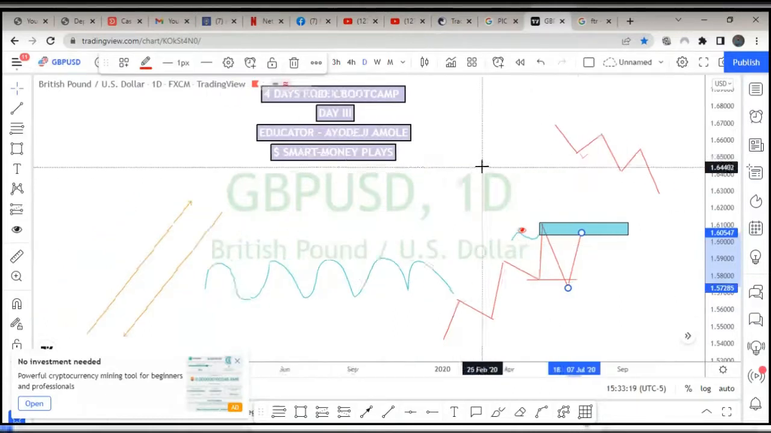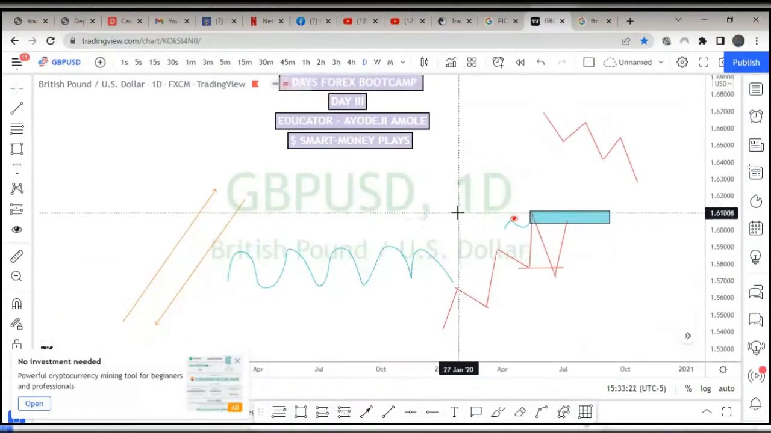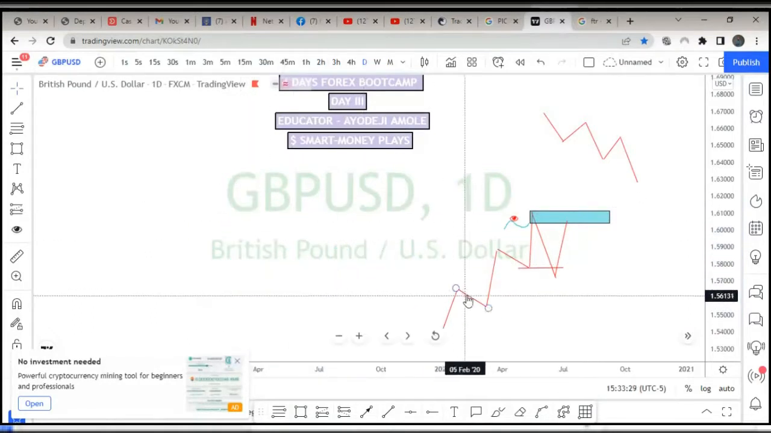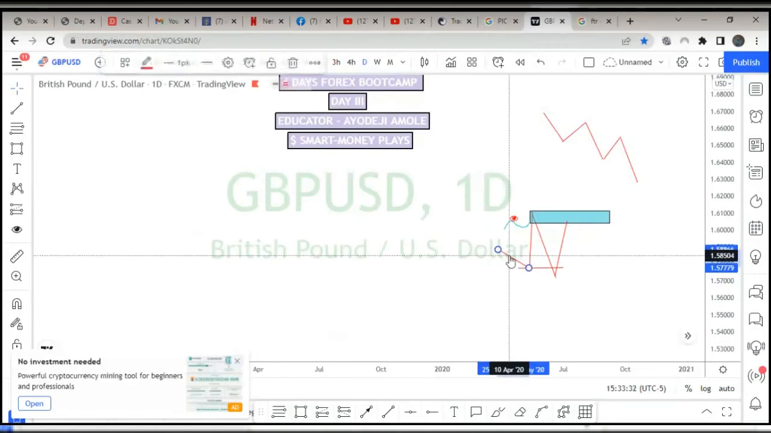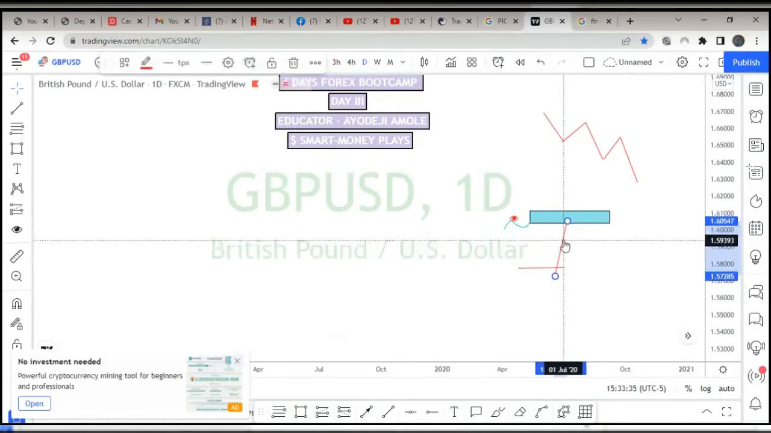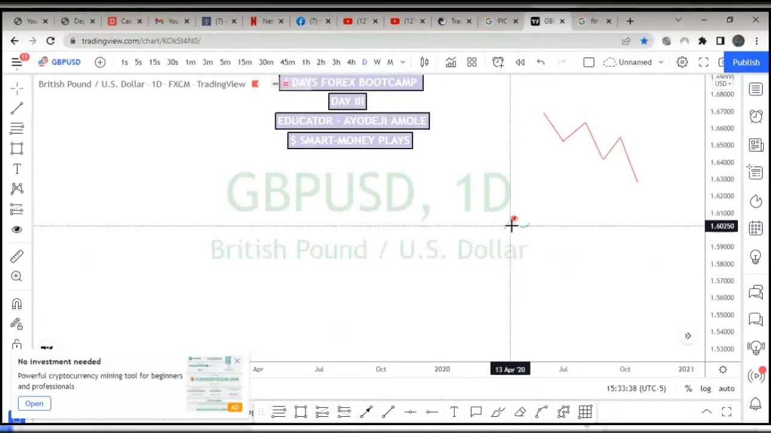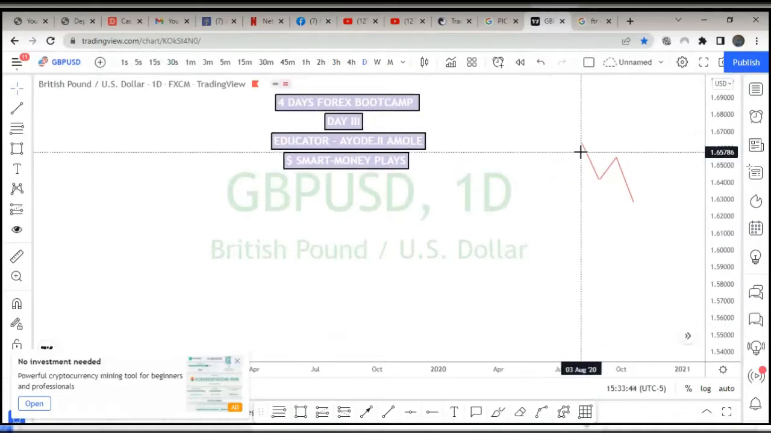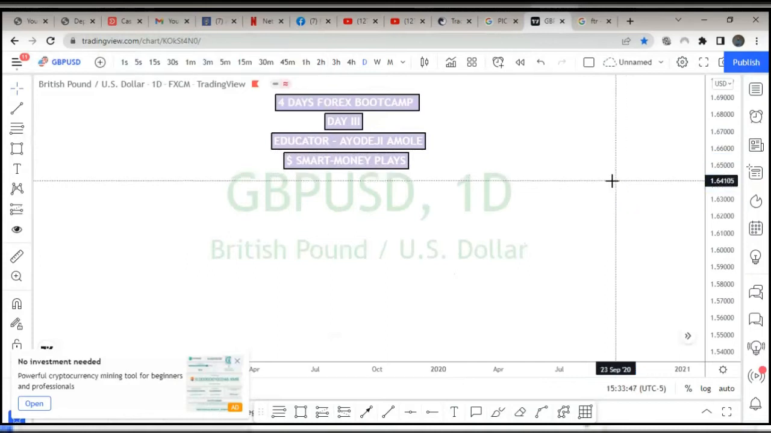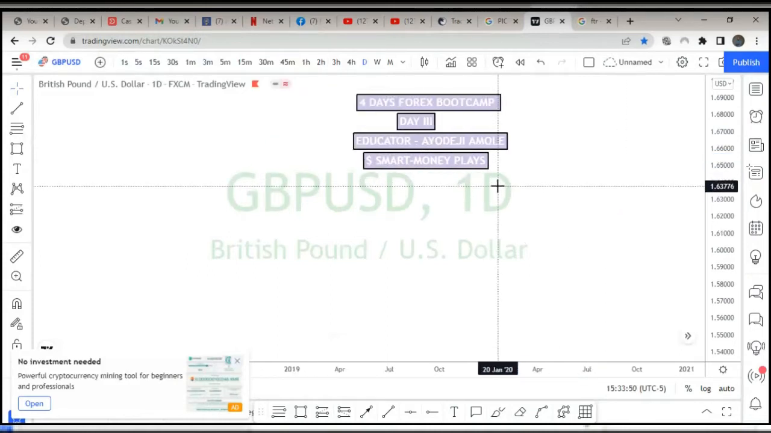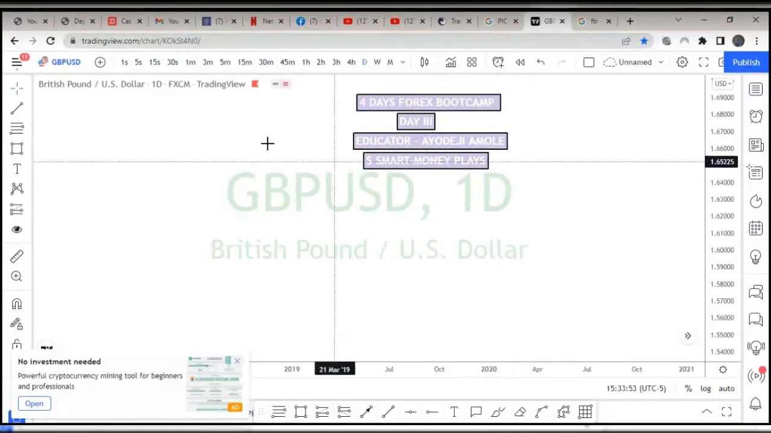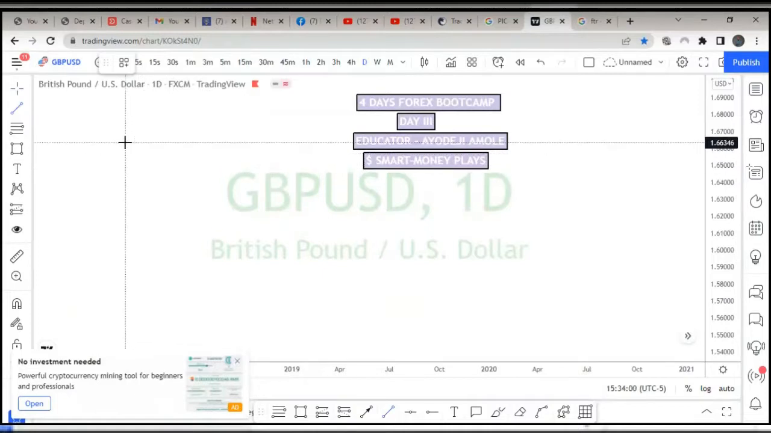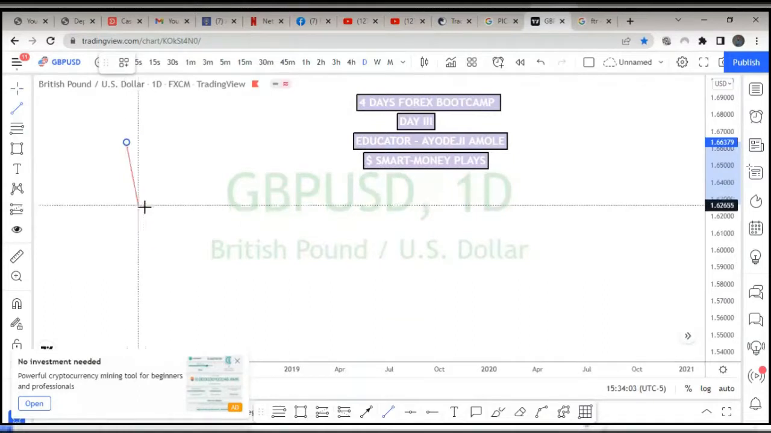So having discussed all this, I would like to talk about POI identification and smart money plays. So what do I mean by this? So let's assume that the price movement is a downtrend movement.